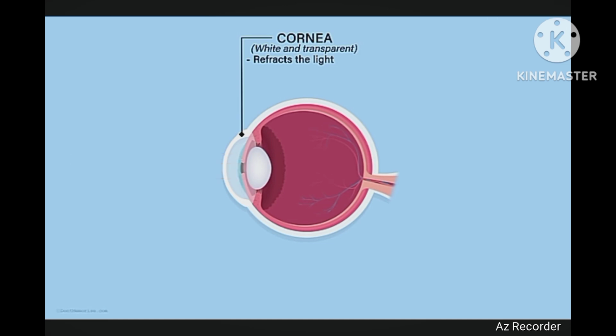But wait, it not only refracts light but also protects the inner parts of the eye. It acts like a tough front wall of the eye, protecting the interior of the eye from accidents and also not allowing foreign particles to enter. Okay, so this was all about the outer layer of the eye. Let us talk about the things present inside.